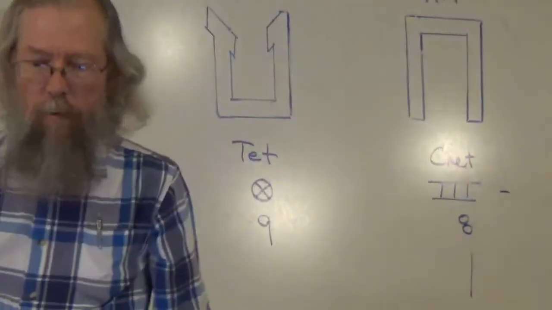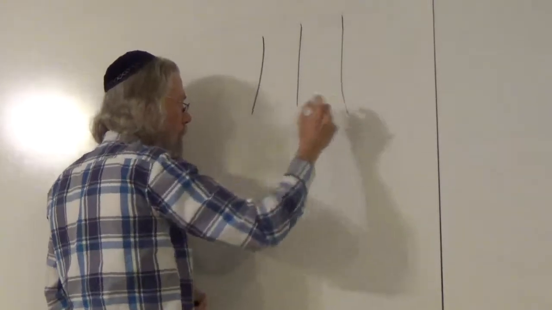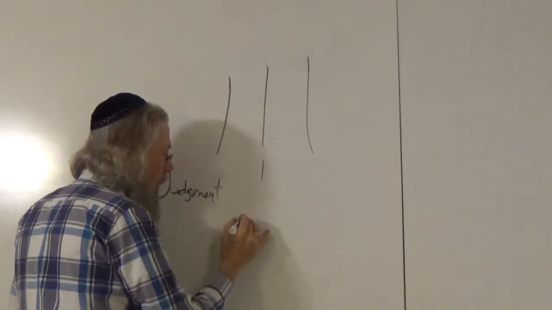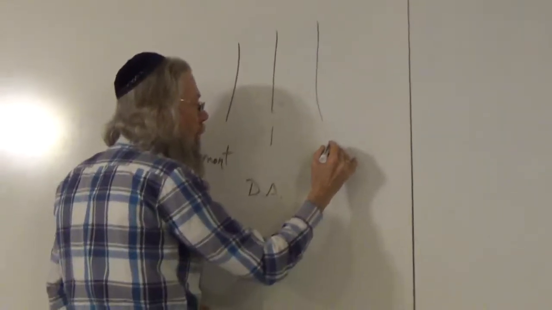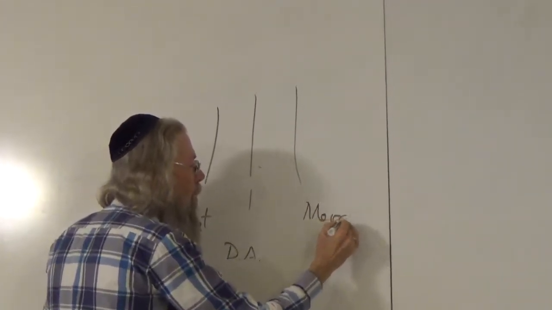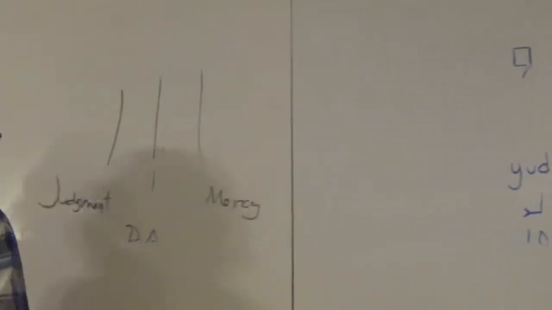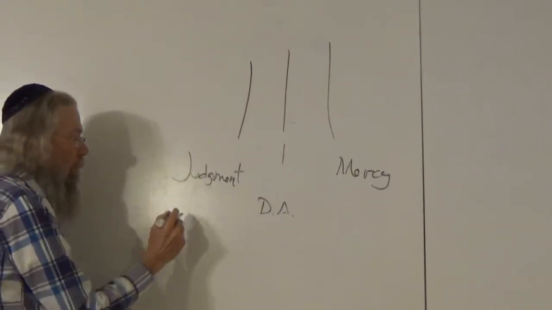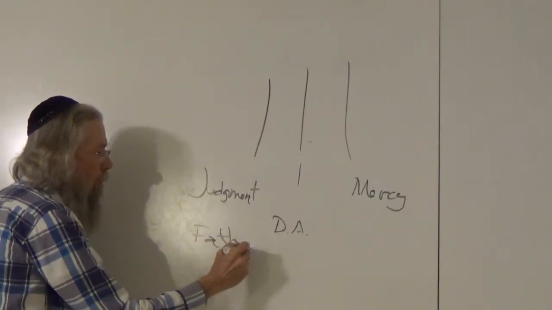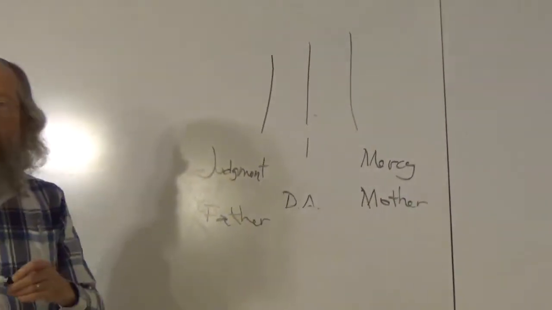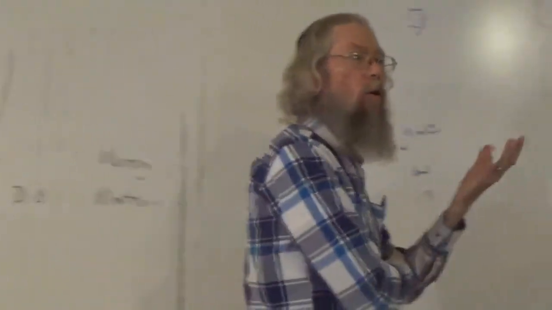Remember the tree of life? Remember the tree of life, and I told you that there were three pillars? One was judgment. This one is called direct access. But this one is called what? The pillar of mercy. Where did we see mercy? Chesed. Remember that we said this represents, and this represents, why? Who usually is the tender-hearted one? Mother is usually more tender than father is.